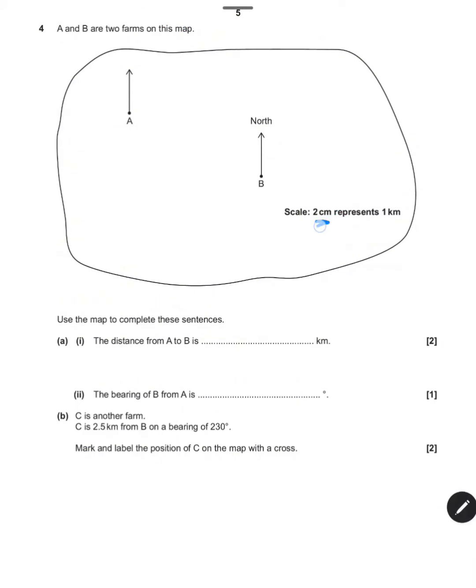And what's important is the scale. Every 2 centimetres is 1 kilometre. The first part of this question is, use the map to complete the sentences. The distance from A to B is, so we're going to measure that distance. And if you use a ruler, 6.2 centimetres, that gets a mark. If every 2 centimetres is 1 kilometre, then we need to half this to convert to kilometres. So there's your answer for part A.